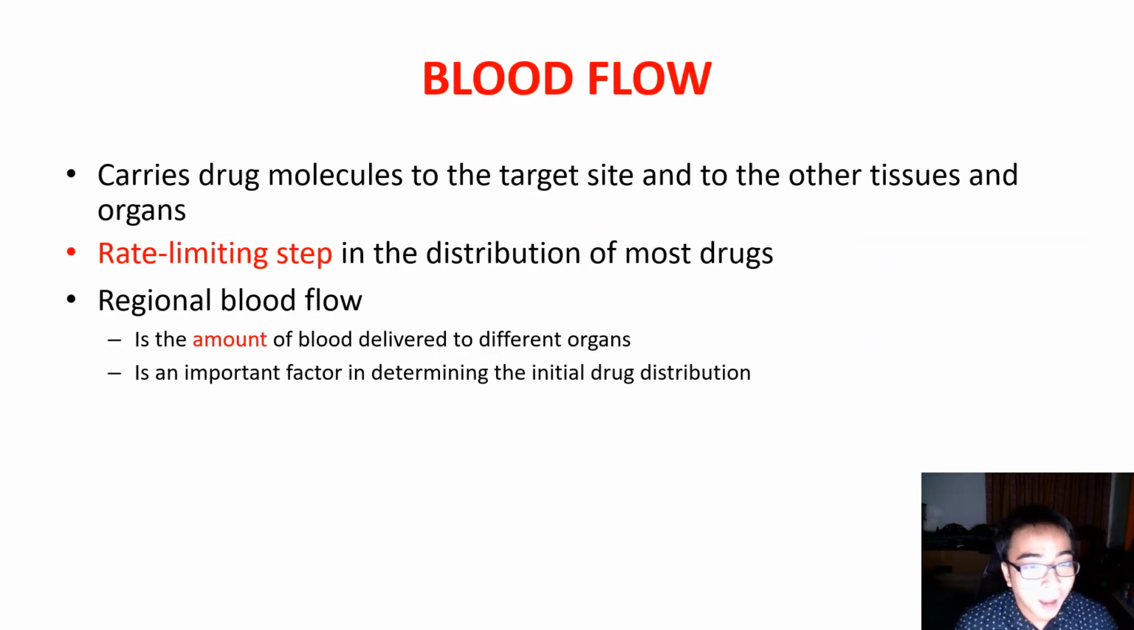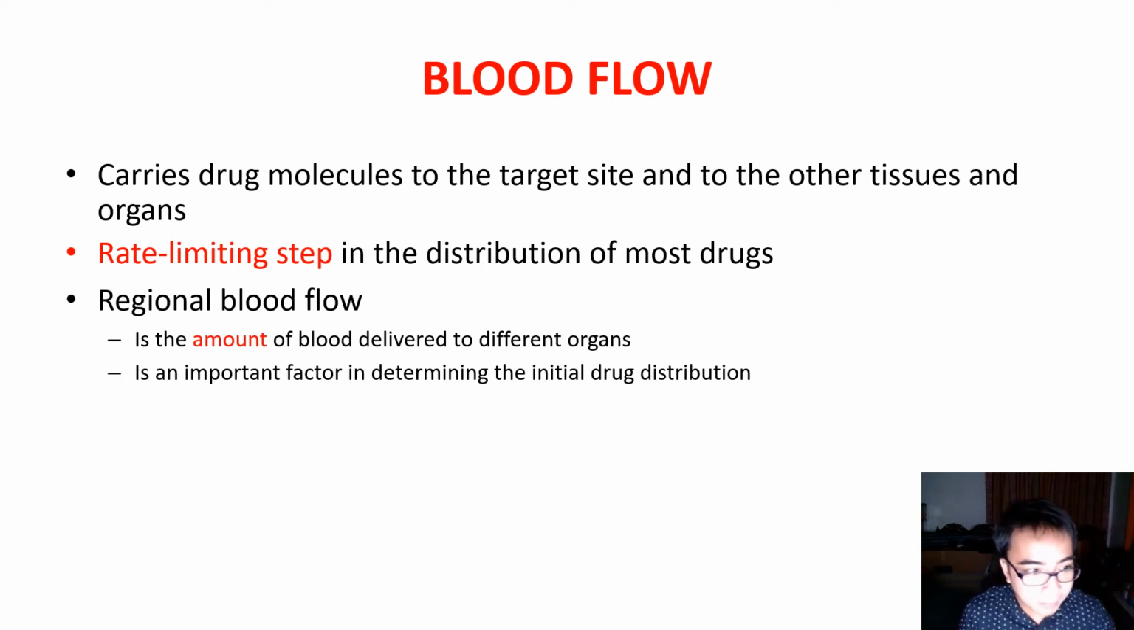So, basically, class, the blood flow carries drug molecules to the target site and to other tissues and organs. So it's the rate limiting step in the distribution of most drugs. Meaning, class, how a drug distributes, okay, once again, is very dependent on the blood flow. Faster blood flow would mean faster distribution. Slower blood flow would mean slower distribution.